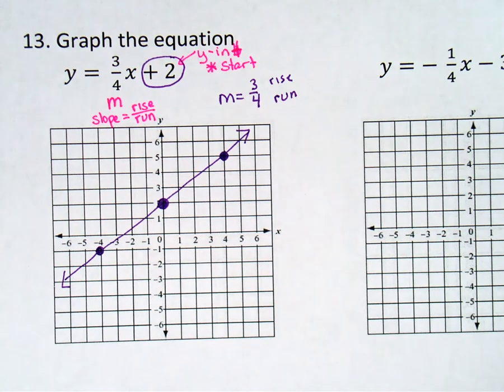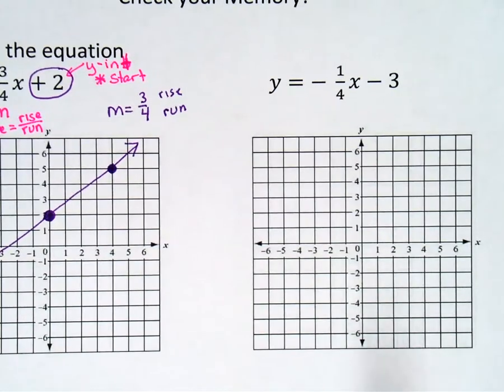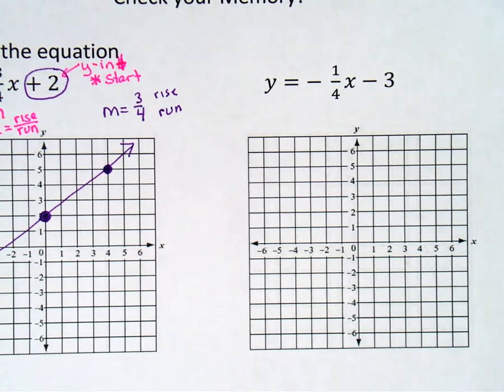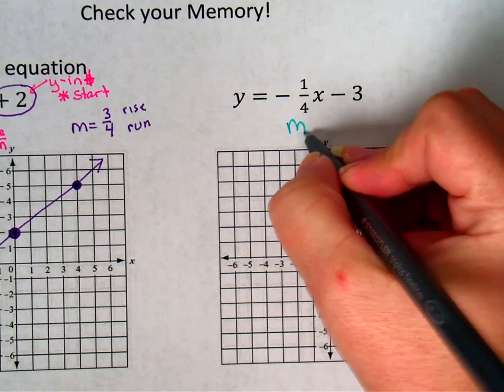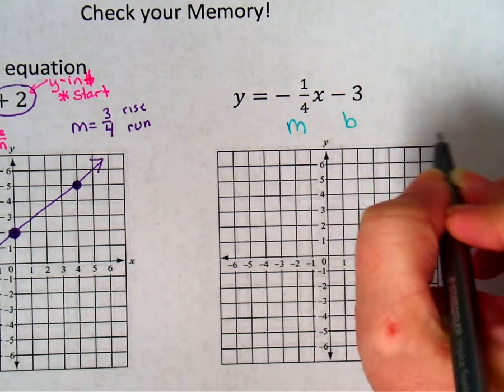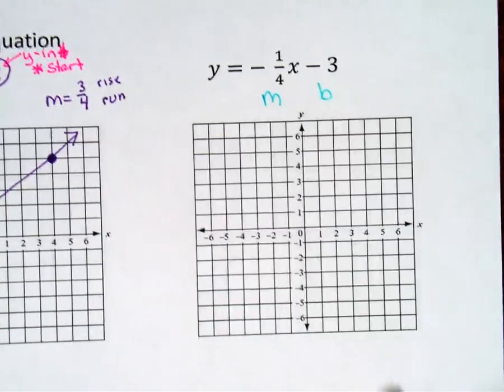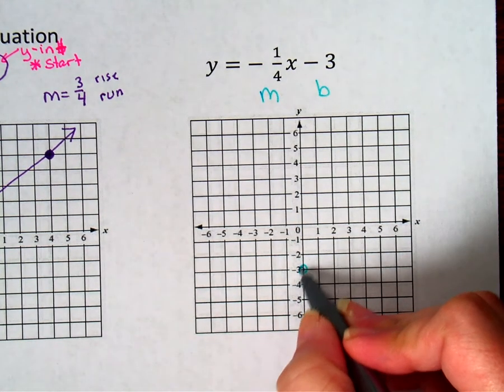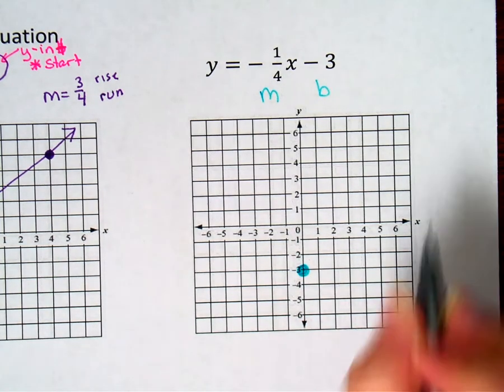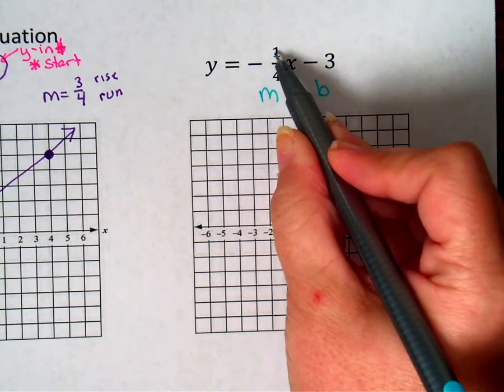When I look at the next one, let's think about where we're going to start. Y equals -1/4 x minus 3. So this is my m value. This is my b value because y equals mx plus b. We always start at the b, the -3. So I'm going to start at -3. And then from there, my slope is a -1/4.